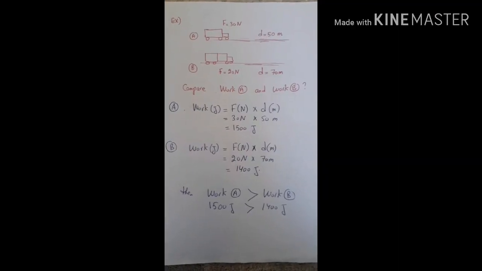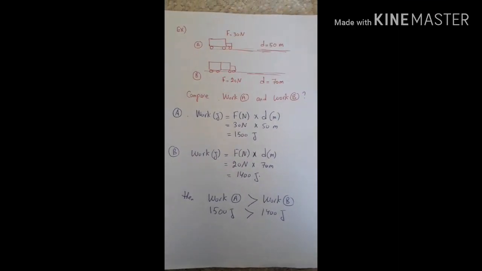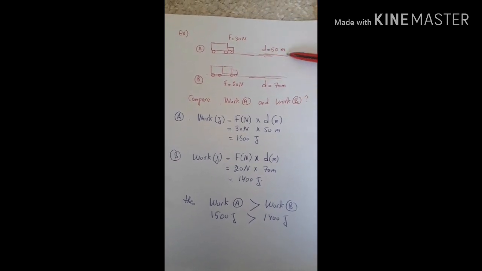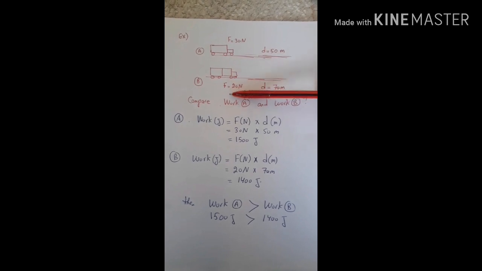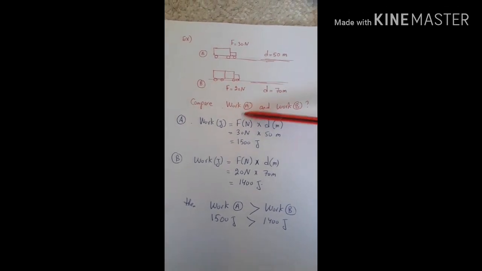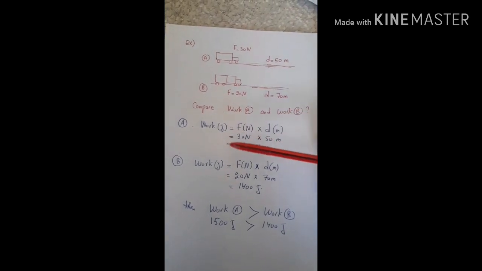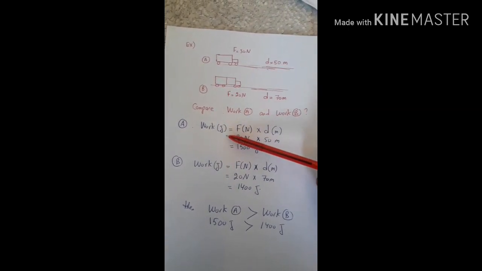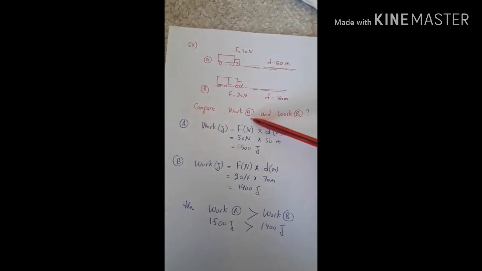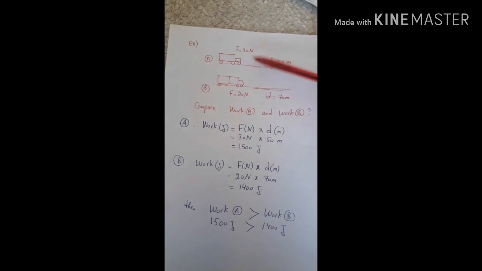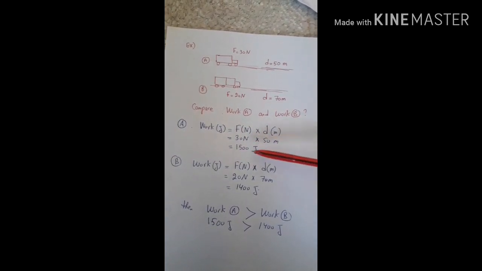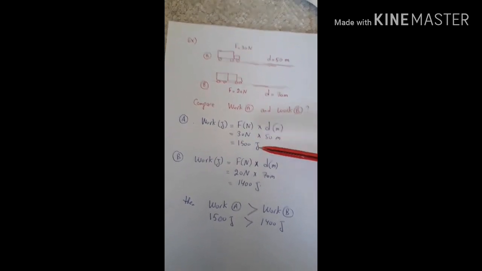In this exercise, we compare the work of two objects, A and B. A has force 30 newton and distance 50 meter. B has force 20 newton and distance 70 meter. Compare the work of A and work of B. In A, work (joule) equal force (newton) times distance (meter). We apply the formula. Force 30 newton, distance 50 meter. 30 times 50 equal 1500 joule.